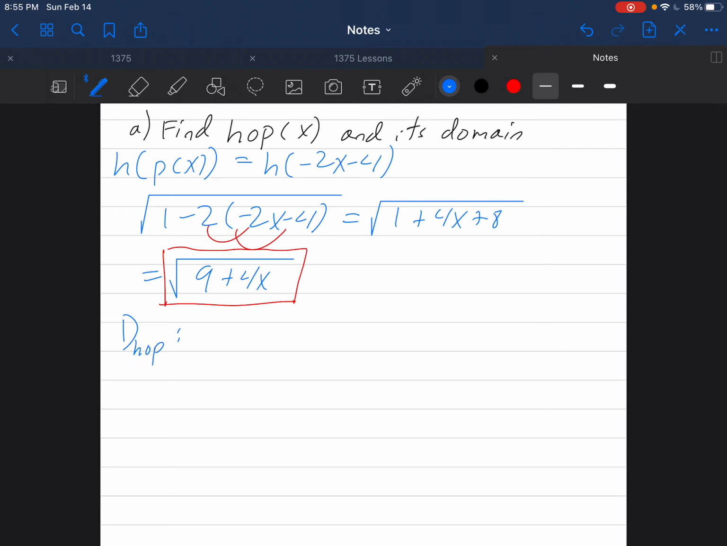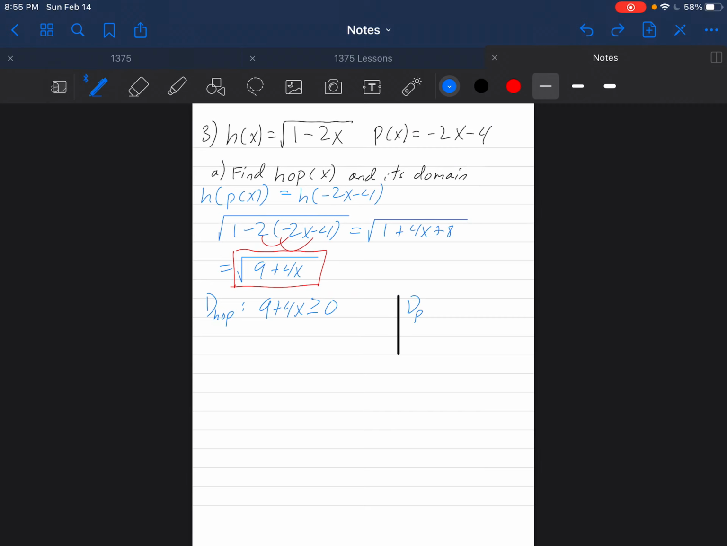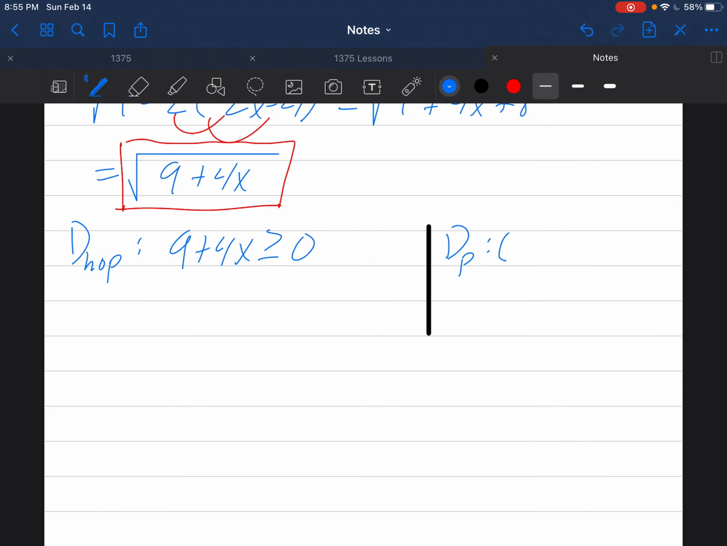And we can go ahead and find our domains. Remember, the domain of a radical function means 9 plus 4x, which is this radicand, has to be greater than or equal to 0. And if we look at our other side, which is the domain of the input function, p is a polynomial, so again, all real numbers. So 4x is greater than or equal to negative 9, because we're solving this inequality now to figure out the actual domain. Divide by 4, and x is greater than or equal to negative 9 over 4.